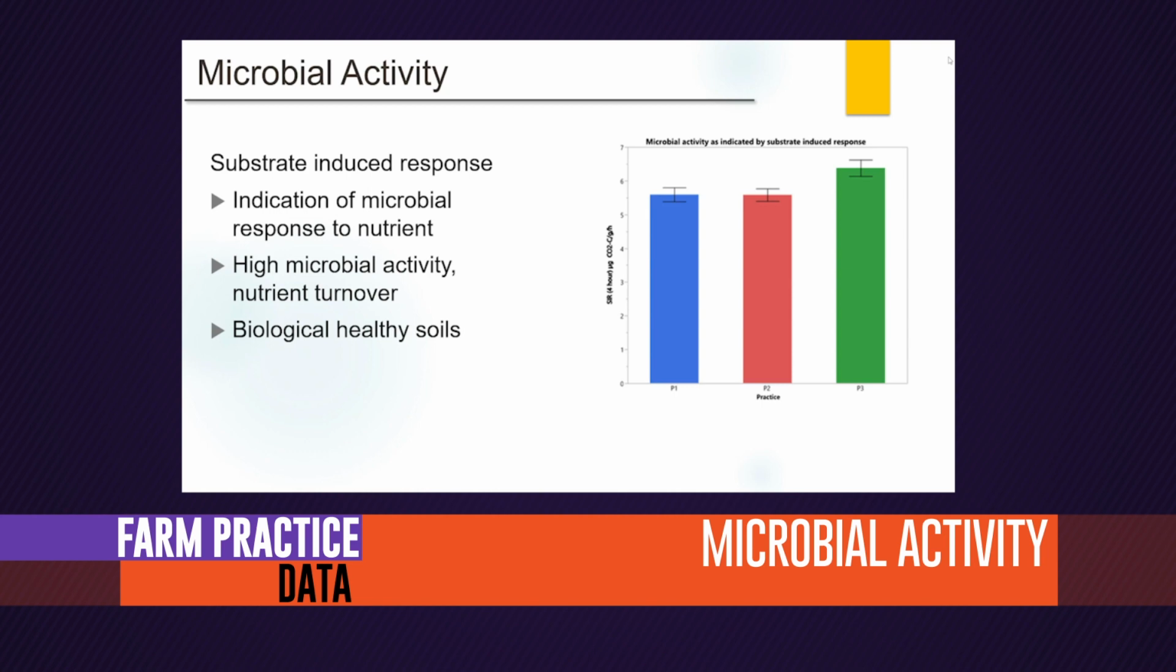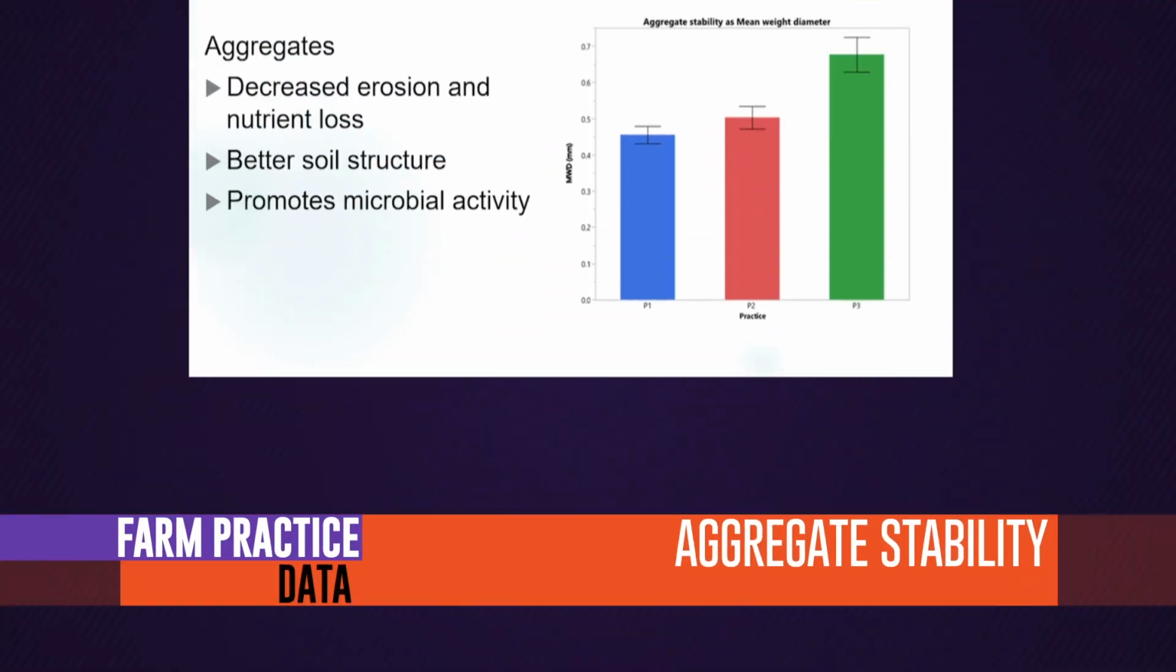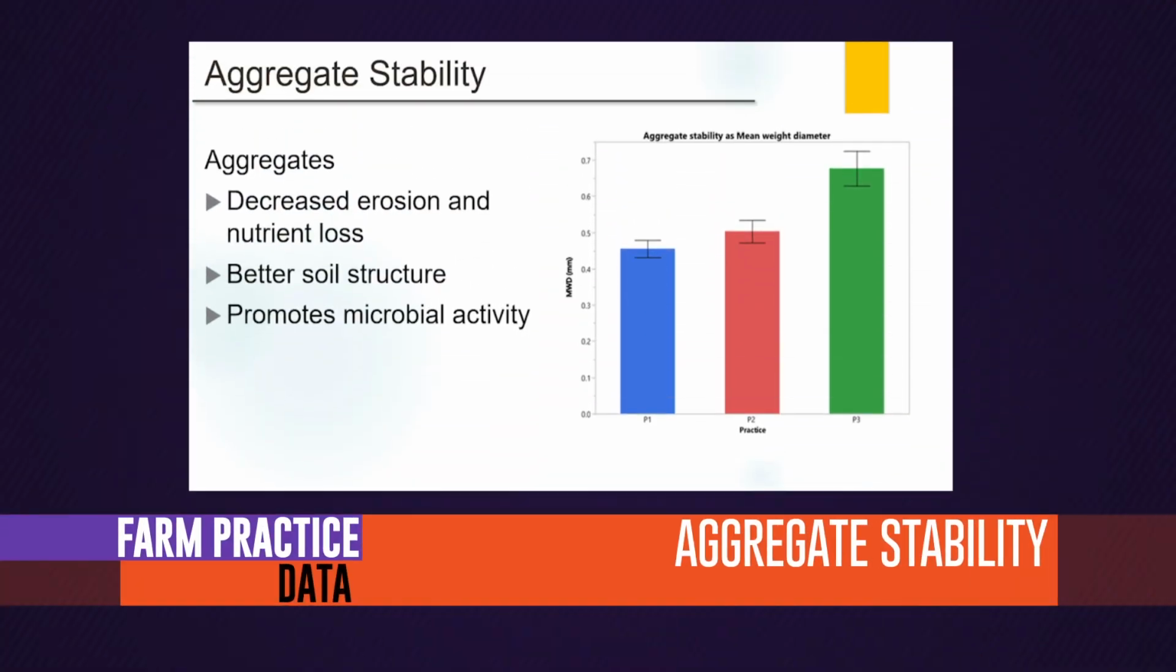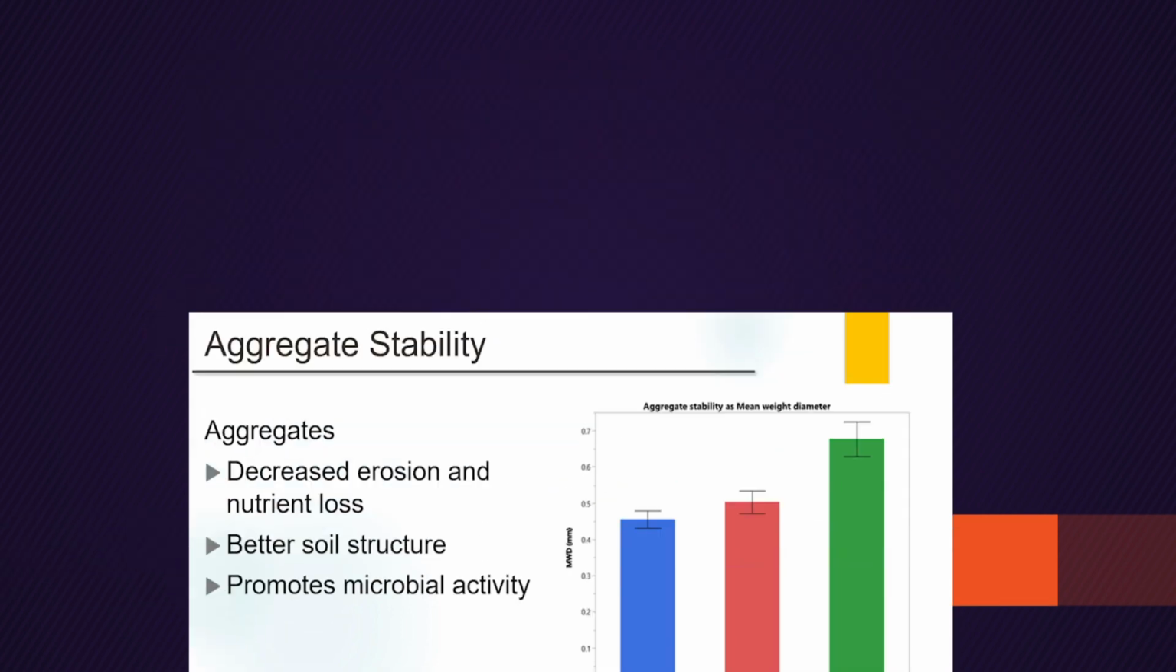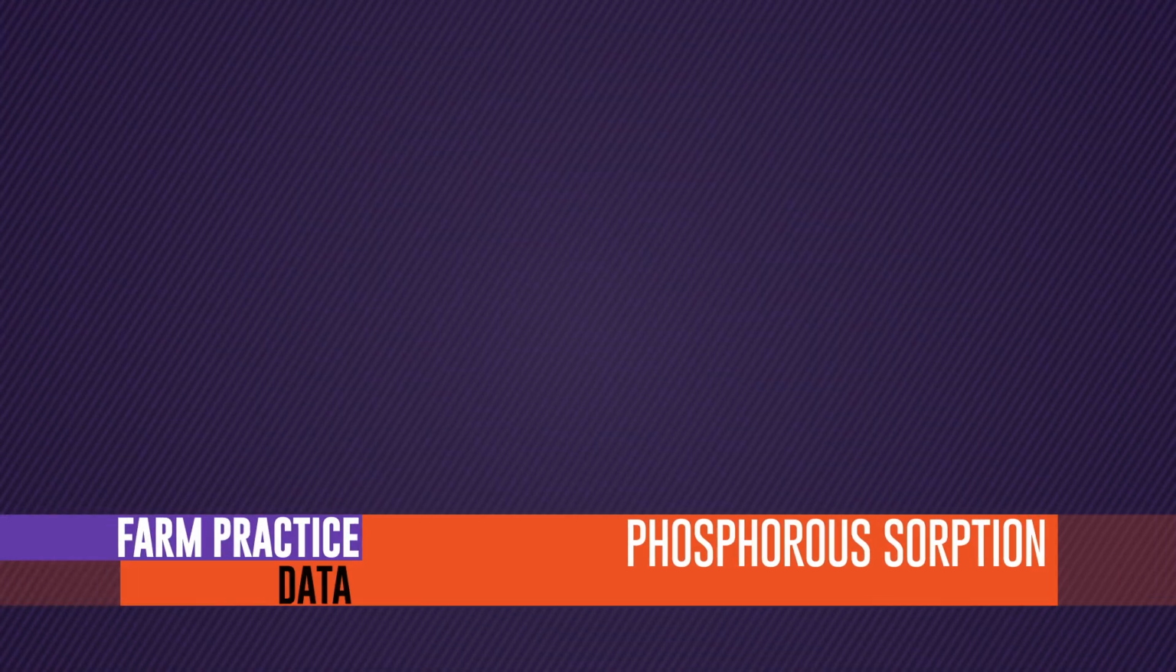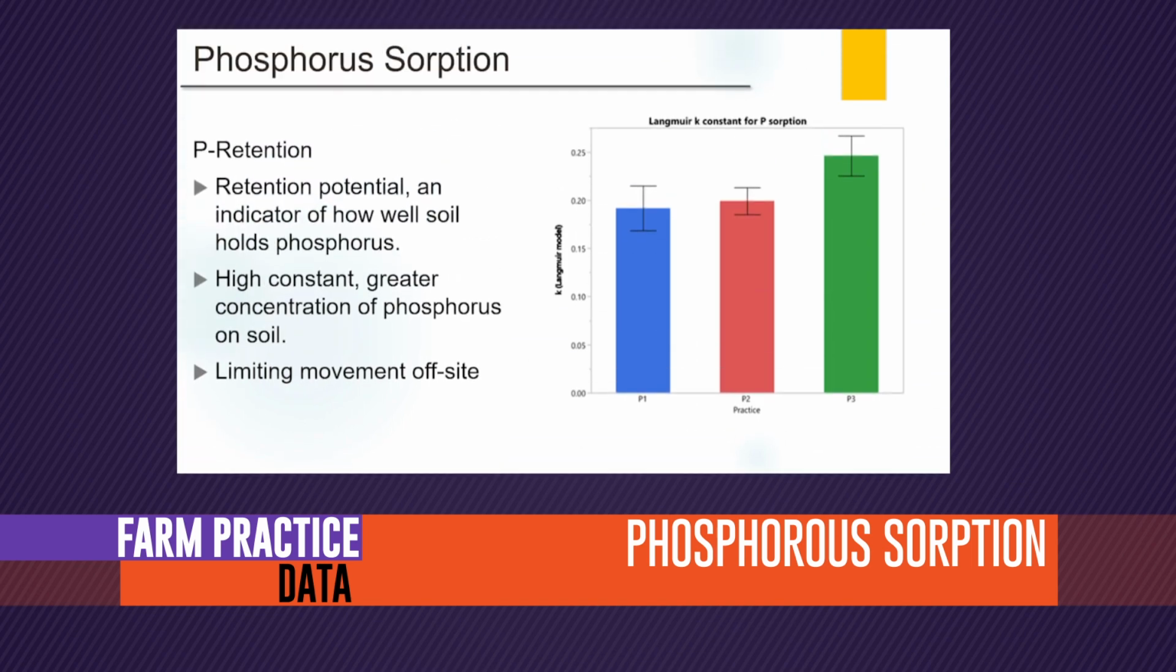This is important to soil health because an increased active microbial population not only increases nutrient turnover, but also contributes to other soil health factors like soil aggregation, seen here, which also increased in the high conservation groups. This is aggregate stability as mean weight diameter, which is just the size of the aggregate. A strong aggregate stability would decrease erosion and nutrient loss, aid in better soil structure, and again, promote that microbial activity.